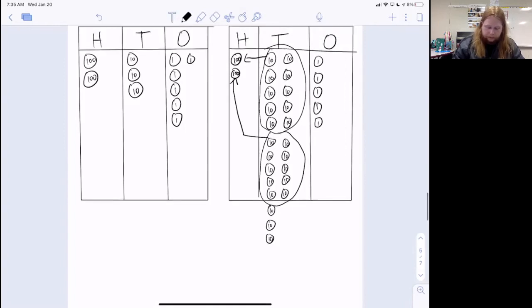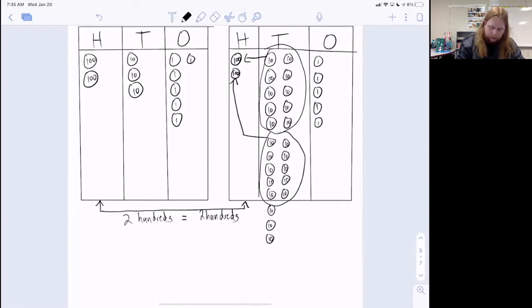So let's compare. So let's look at the hundreds first. Well, I have 2 hundreds on this side. And I have 2 hundreds on this side. Those are equal. So we need to go look at the next category, the tens. So I have 3 tens on this side, and I have 3 tens on this side. Oops, I gave you the answer already. 3 tens is equal to 3 tens.